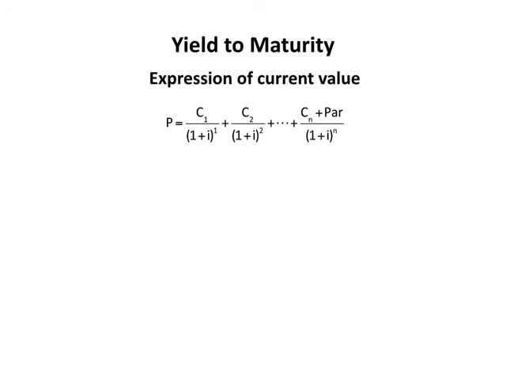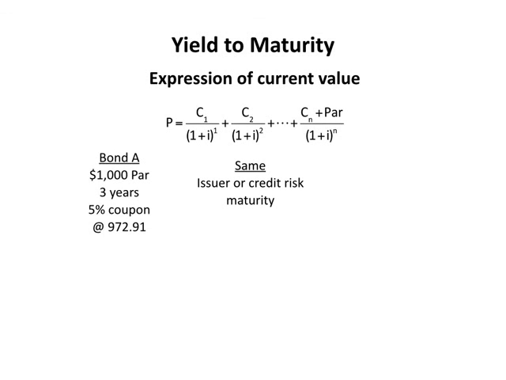Consider a situation where an investor is trying to assess the relative attractiveness of two somewhat similar securities. Securities having the same credit risk and same time to maturity. Assume the investor is analyzing two bonds with 3 years to maturity. Bond A with a 5% coupon, priced at $972.91 per $1,000 par, and Bond B, which has a 9% coupon and is priced at $1,081.26 per $1,000 par.